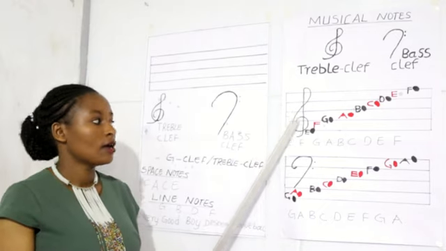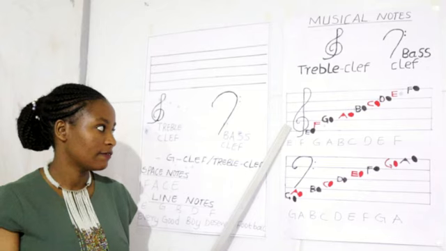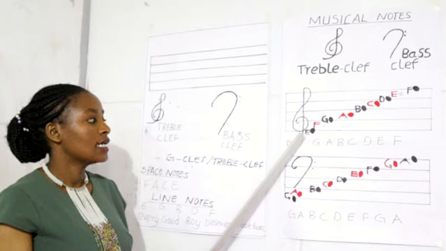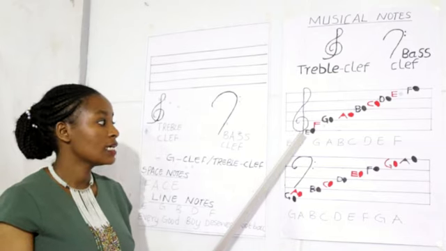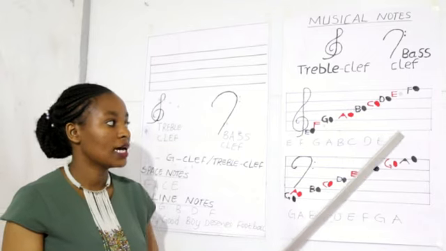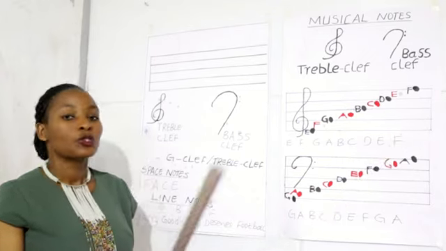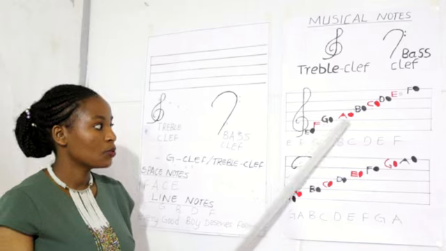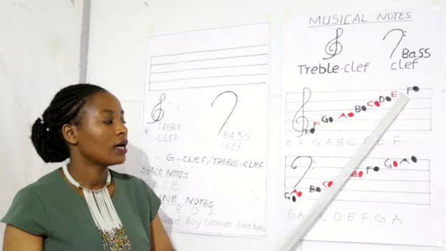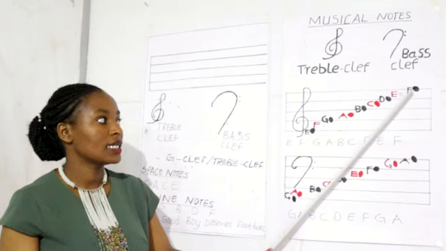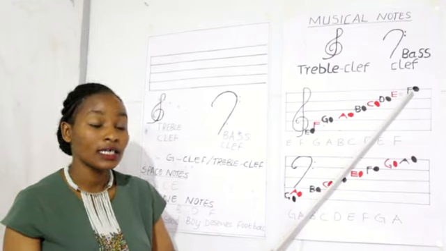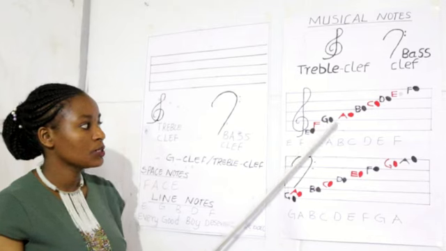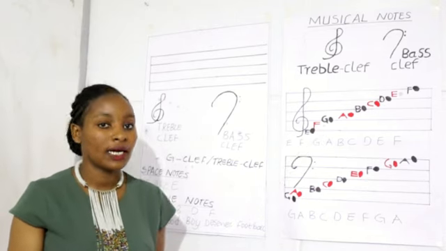In our case here, we are going to look at the G clef. The G clef, we always start at letter E. The letter E is always at the bottom line of the staff. To make it easy for you, you can see we have the space notes, they are dotted with the color red. Then we also have the line notes, which have got color black.